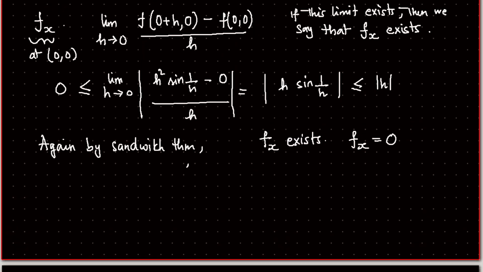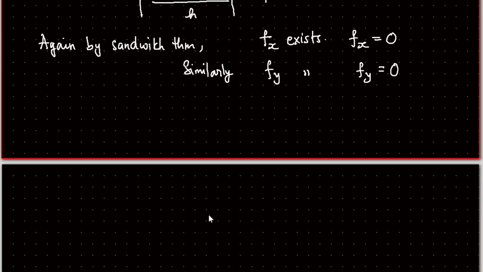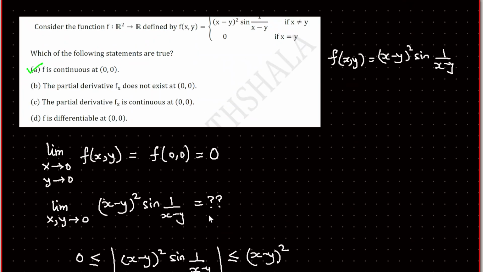Similarly, observe that the partial derivative of f with respect to y also exists, and that is also equal to 0. So the option says the partial derivative does not exist, which is wrong because it exists.